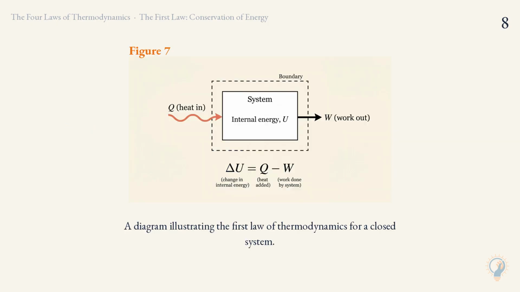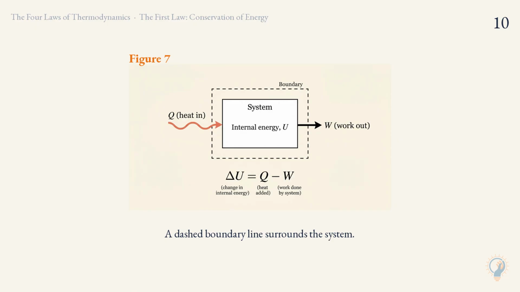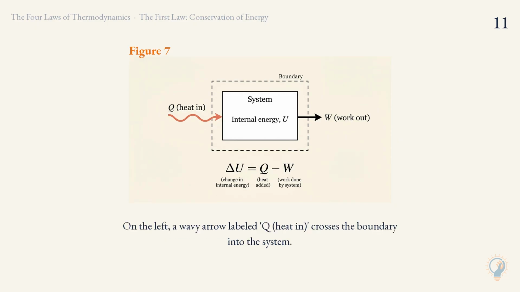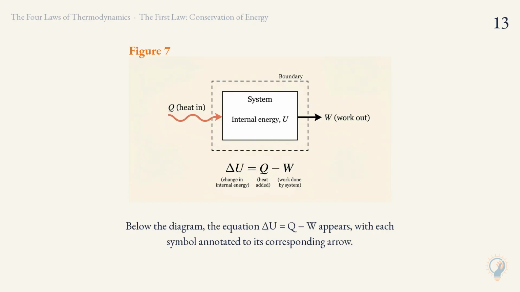Figure 7. A diagram illustrating the first law of thermodynamics for a closed system. At center, a rectangular region labeled System encloses the label Internal Energy, U. A dashed boundary line surrounds the system. On the left, a wavy arrow labeled Q, Heat In, crosses the boundary into the system. On the right, a straight arrow labeled W, Work Out, crosses the boundary out of the system. Below the diagram, the equation delta U equals Q minus W appears, with each symbol annotated to its corresponding arrow.